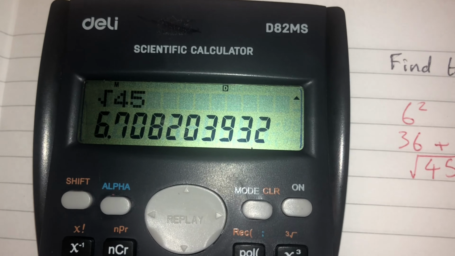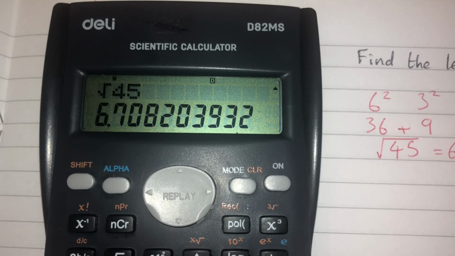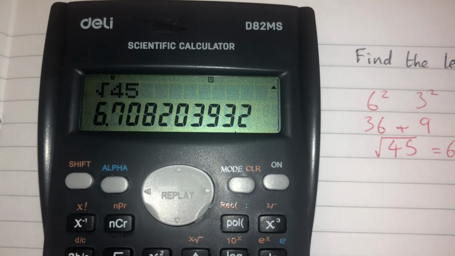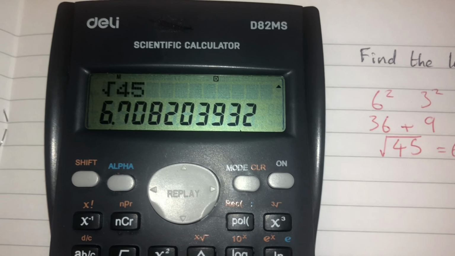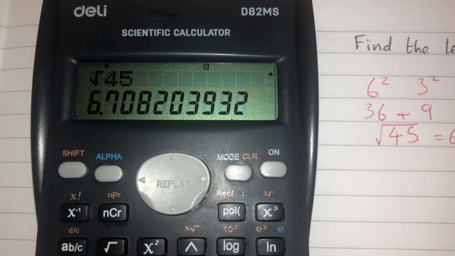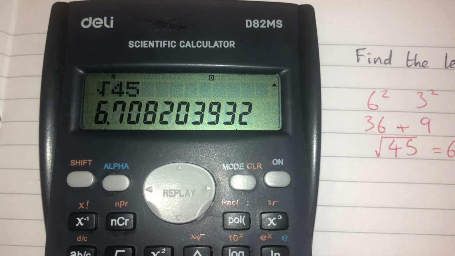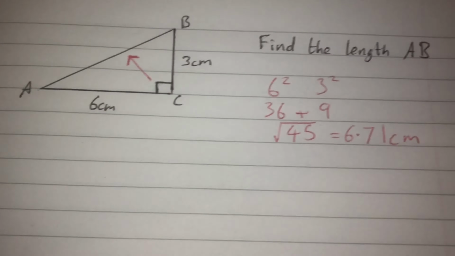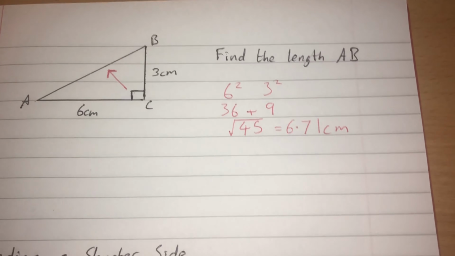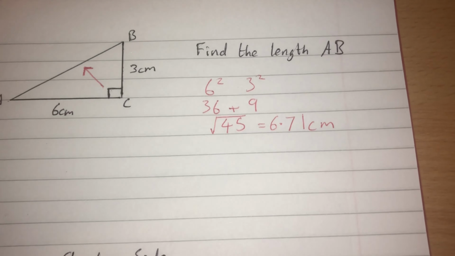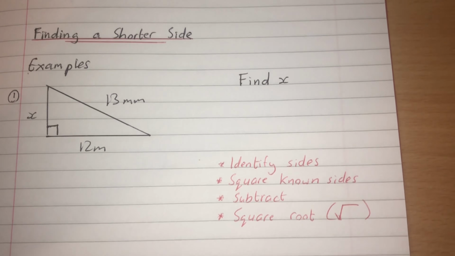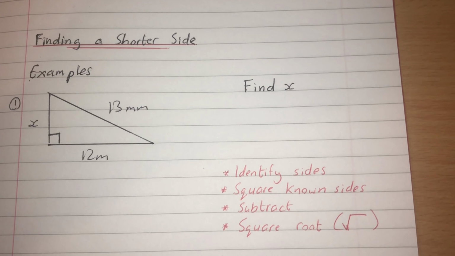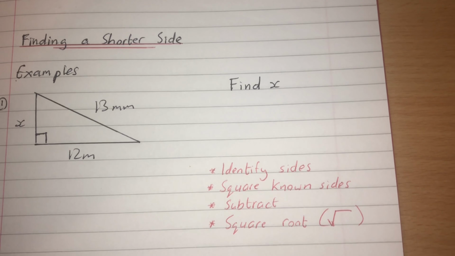I will cover rounding to decimal places or significant figures in a separate video. But it's just something to be aware of, that in some of these questions with Pythagoras' theorem, you may be asked to round to a suitable degree of accuracy. Okay? So, aside from that rounding at the end, you can see the question has very much the same set of steps. Now, the next thing we are going to look at is how we find a shorter side. Okay? There's only one real difference here.